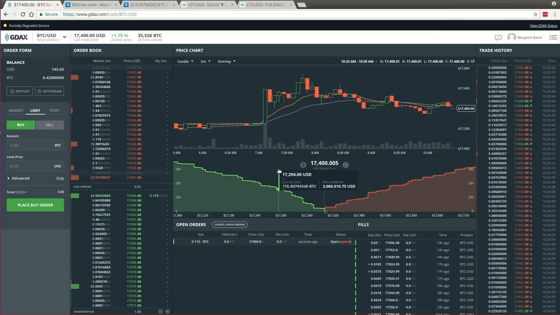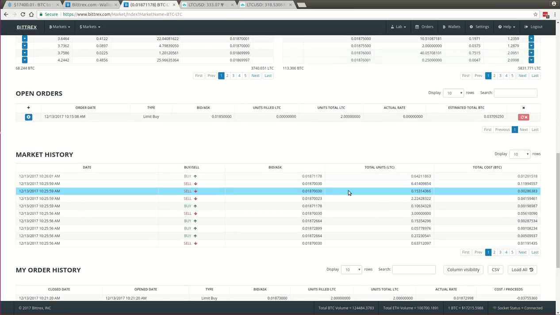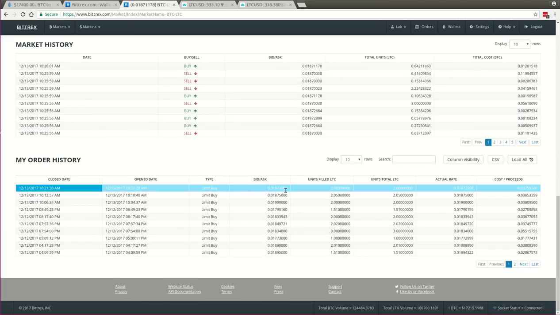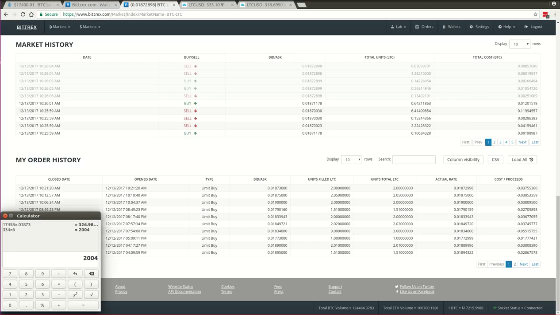While that's waiting to fill over here, let's look and see what our total Bitcoin cost was for buying those 6 coins. So if we go back to our Litecoin here and go to our order history, we can add up the cost proceeds of these 3. So if we take 0.03755360, add it to 0.038, so it looks like we spent 0.114 Bitcoin.